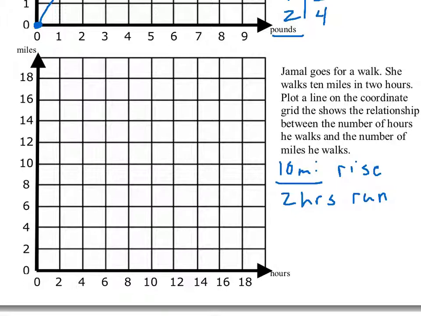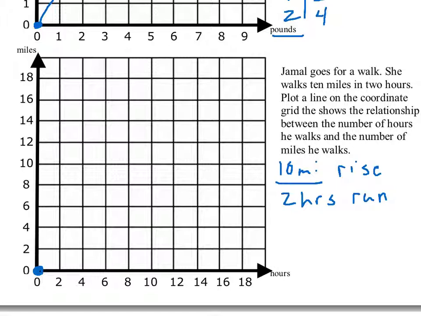Now, when I get ready to graph this, the first thing I need to think about is, if she walks for 0 hours, how far will she walk? Edwin? 0. So that's definitely our starting point. And now we know the slope is equal to our rate. So we need 10 miles over 2 hours.